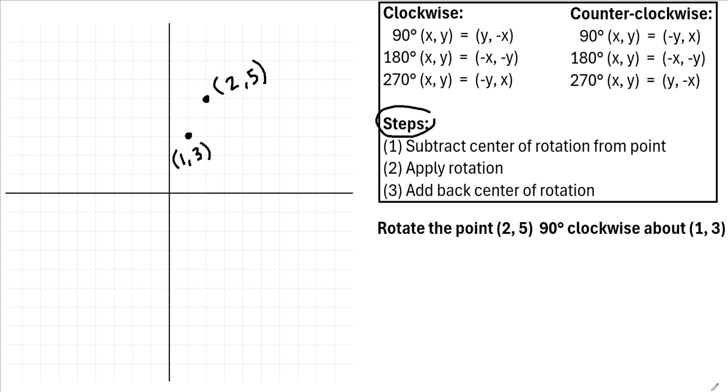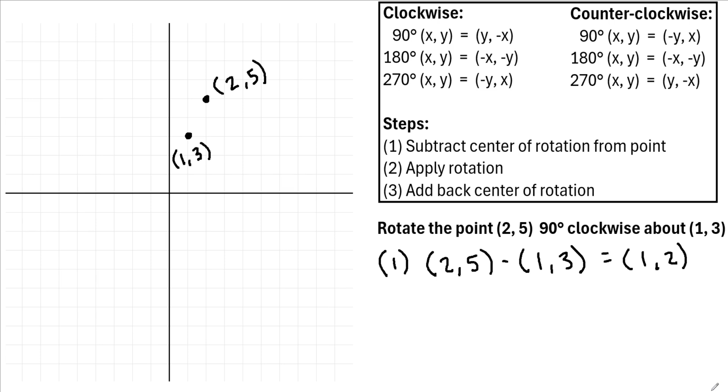Well, here are the steps that we can use. The first step is we subtract the center of rotation. The center of rotation is the point we're rotating around. We subtract this from the point (2, 5). So let's go ahead and do that first step: we subtract (1, 3) from (2, 5). So here's how we can write that: (2, 5) minus (1, 3). 2 minus 1 is 1, and 5 minus 3 is 2. So we get the point (1, 2).